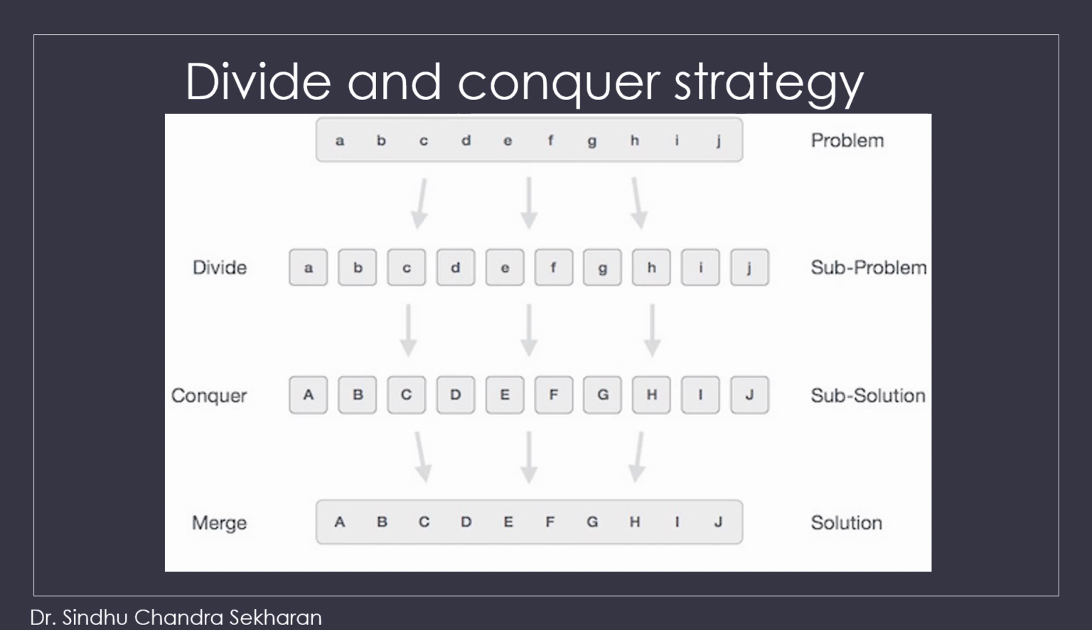So whenever we are given a problem, we can solve it in n number of ways. We have so many strategies to solve the problem. So this is one such strategy, which is called divide and conquer strategy.